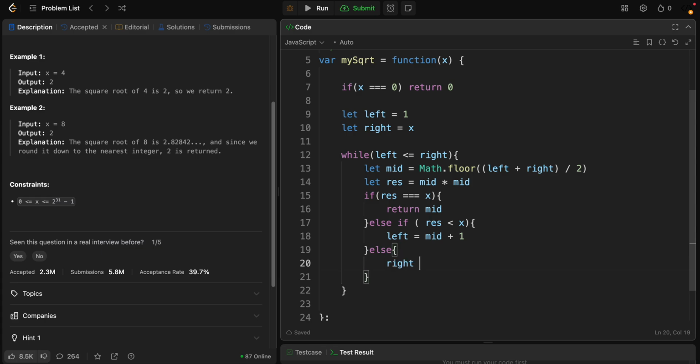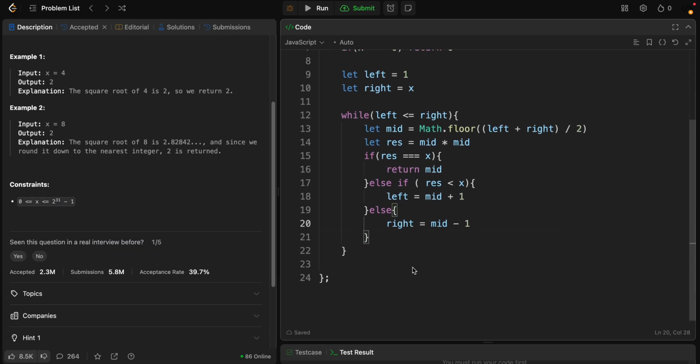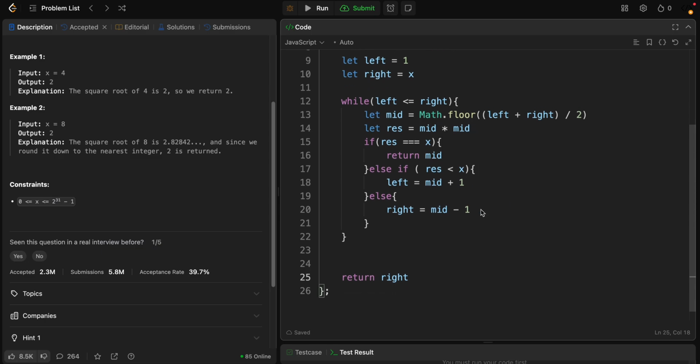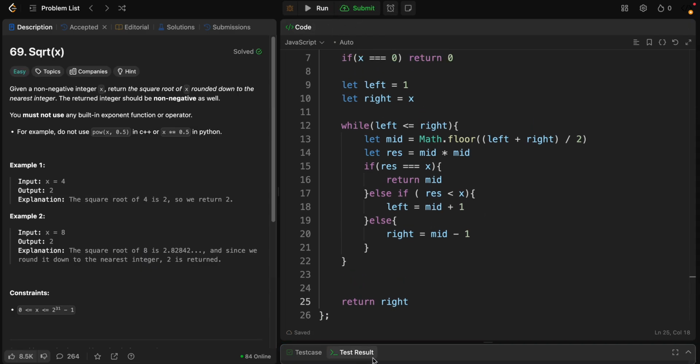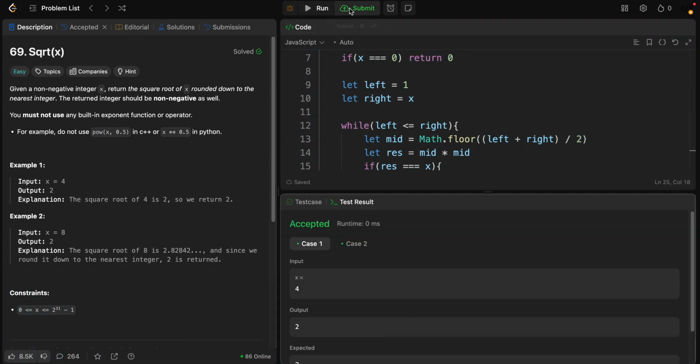And if we couldn't find anything, we return right, and let's see how this will work. Let's run it. Let's see the tests. It worked. Let's submit.